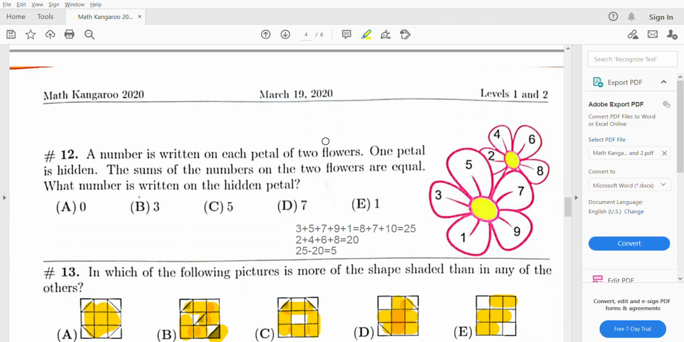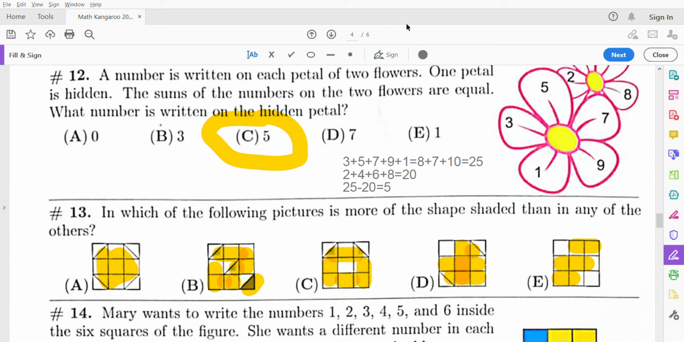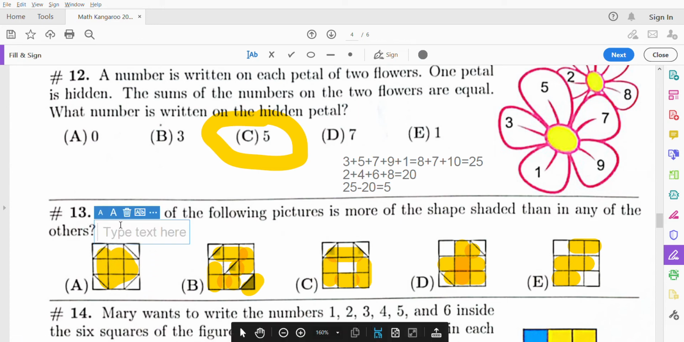So that's why the answer for number 12 is C. On to number 13. In which of the following pictures is more of the shape shaded than in any of the others? Okay, let's look at A. A has everything in the middle shaded and these 4 corners not shaded. So that would be half plus half plus half plus half, which we can simplify to 2. So whichever one has the less number here means it has the least unshaded, and then that'll be the answer.